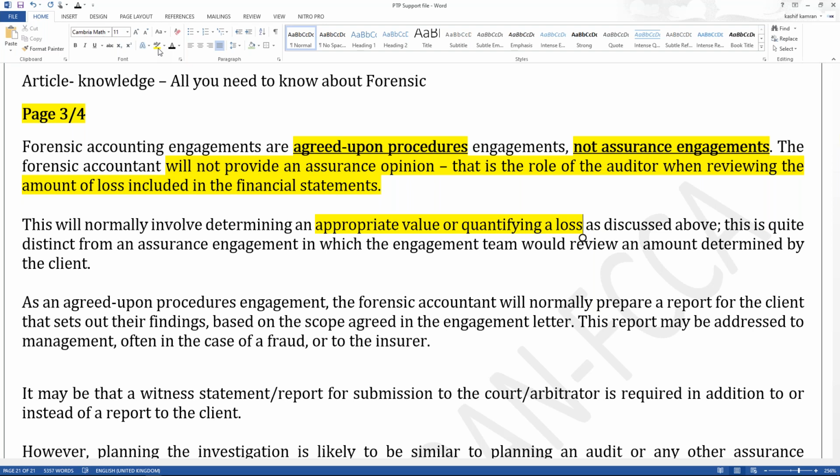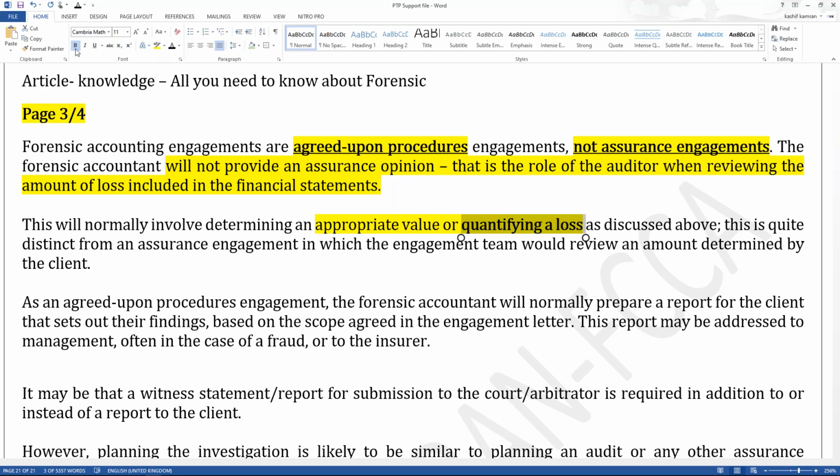Just like due diligence. When were we performing due diligence? When there was a merger or an acquisition. Now, when are we performing forensic? When there is a fraud. So when there is a fraud in a company, you will be hired as a forensic accountant or as a forensic auditor. So what will the forensic auditor do? The forensic auditor will quantify the loss which the company must have suffered because of the fraud.